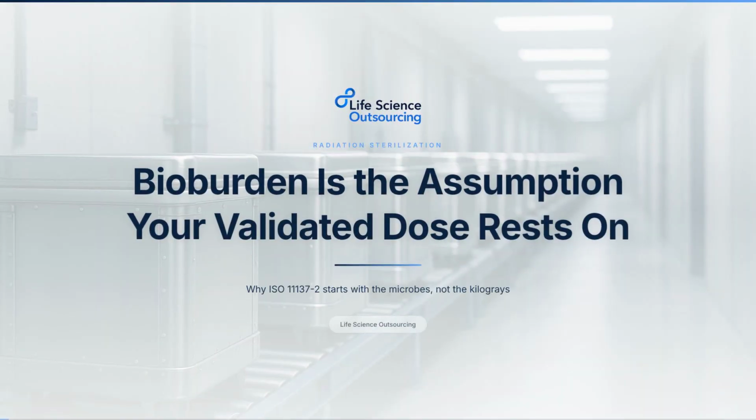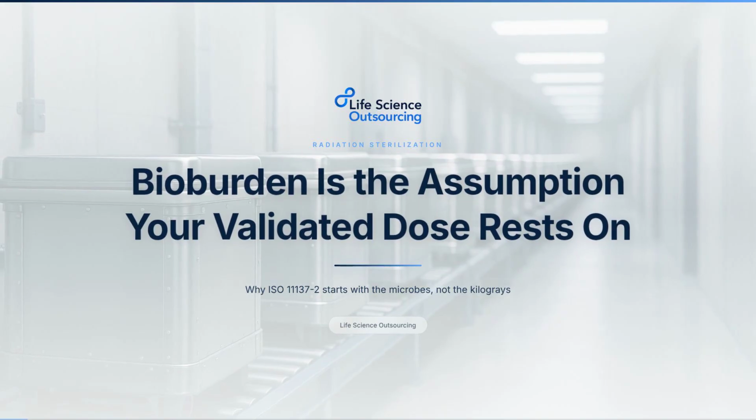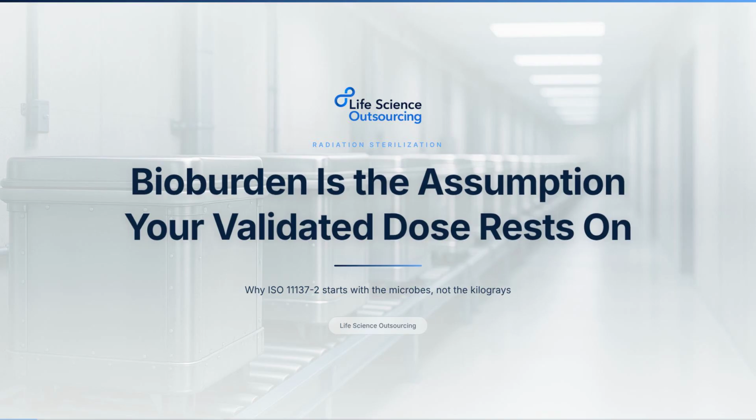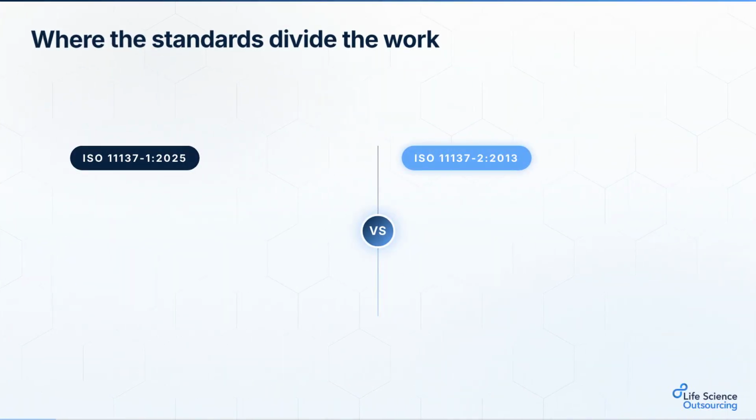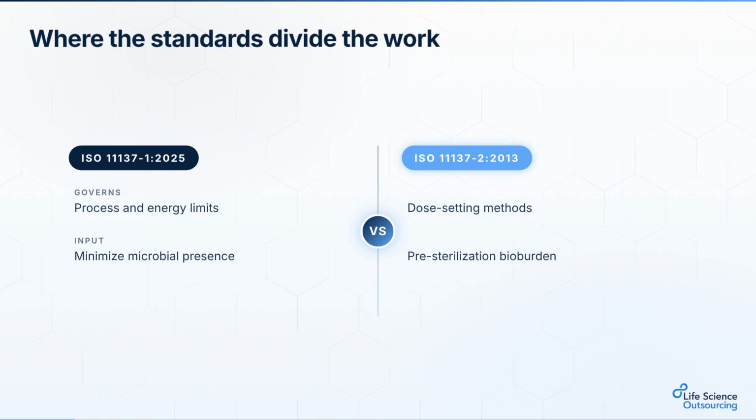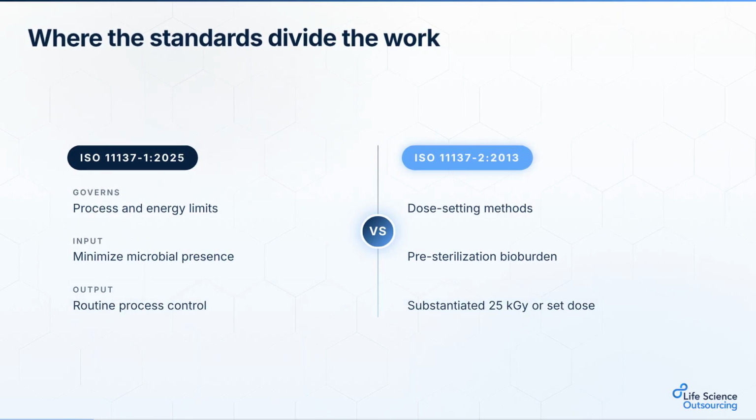Your radiation sterilization dose is not a property of the beam. It is a property of the microorganisms on your device before it ever reaches the irradiator. ISO 11137-2 builds every dose-setting method on pre-sterilization bioburden. A higher microbial load, or a more resistant population, demands a higher dose to reach the same sterility assurance level.